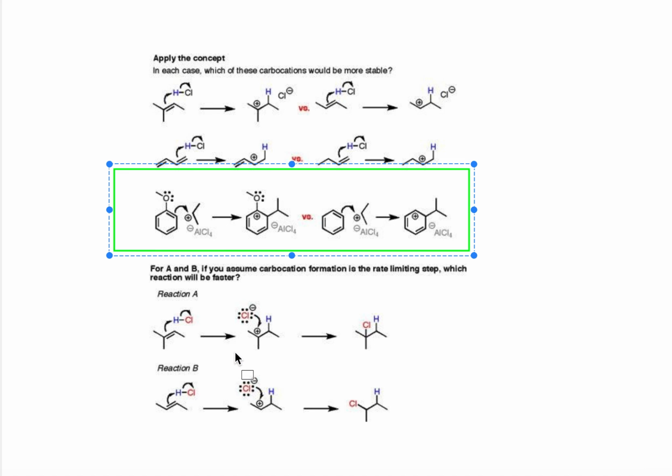Similarly, we have another kind of reaction, reaction A and reaction B. In reaction A, there is 2-methyl-2-butene. Another is simple 2-butene. Though these two reactants react with hydrochloric acid to produce a carbocation, in the first case we have a tertiary carbocation, whereas in the second case we have a secondary carbocation. Therefore, the first reaction must be faster as compared to the second reaction.